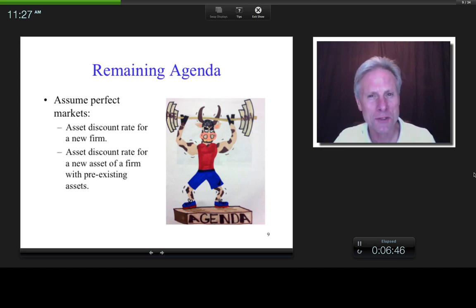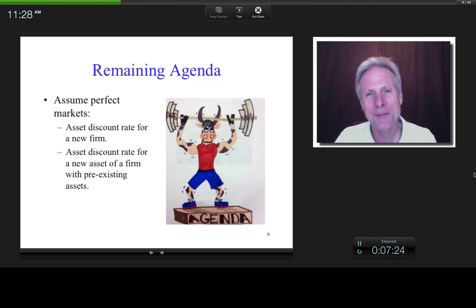So let me ask you this. These perfect market assumptions, no taxes, no transaction costs, no information asymmetry, is that realistic or unrealistic? Well, clearly that's unrealistic, right? I mean, obviously. So why would I waste your time seeing how the world works, if you will? What is the discount rate in this totally unrealistic world for a brand new firm and then for a new project with a pre-existing firm? Why? What's the point?